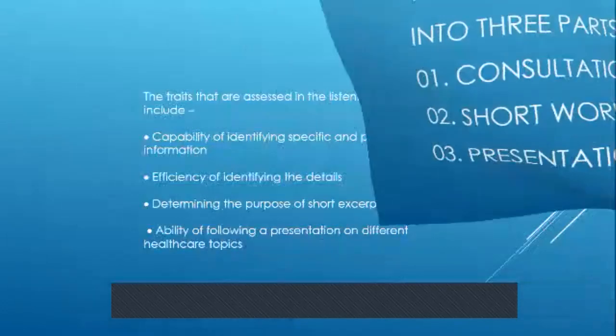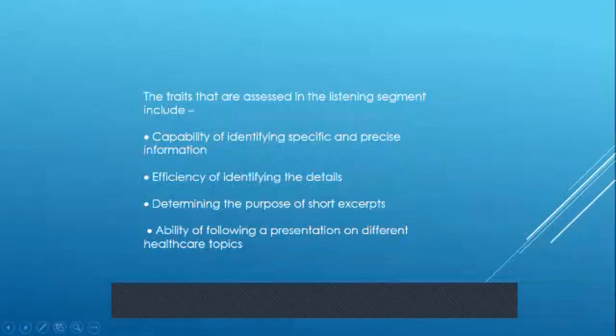The traits that are assessed in the listening segment include the capability of identifying specific and precise information. Please understand that these accents will be UK or British accent, Australian accent, or even Irish accent. So you need to make yourself ready with these kinds of accents. You need to listen to more and more native speakers.